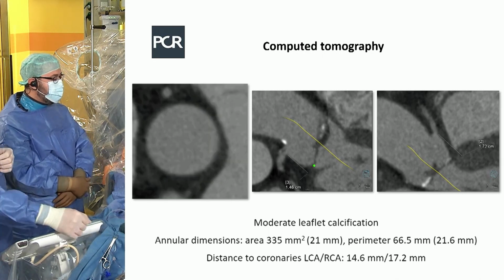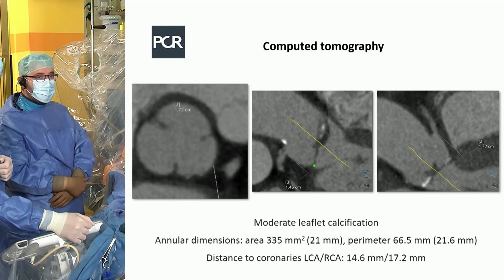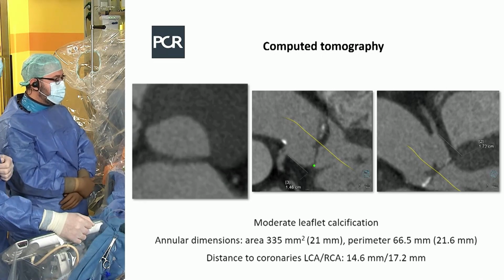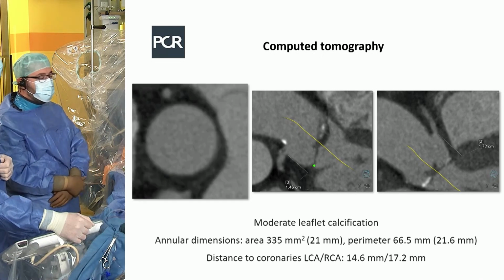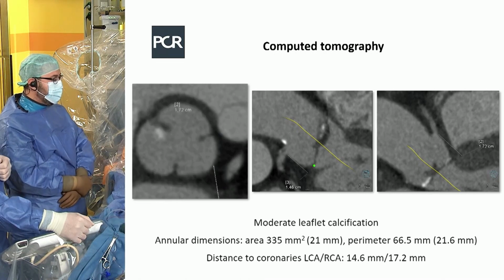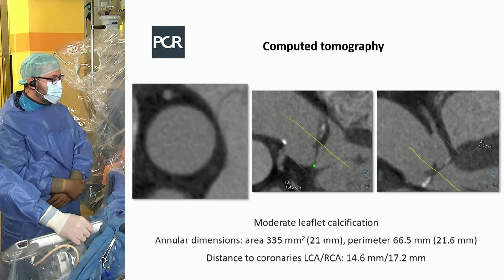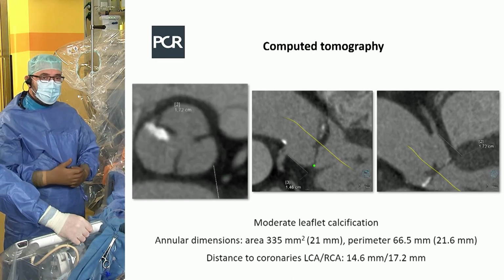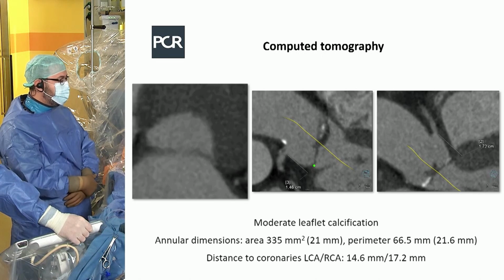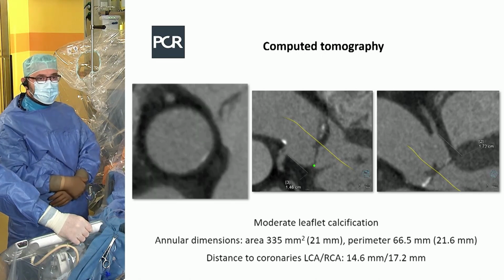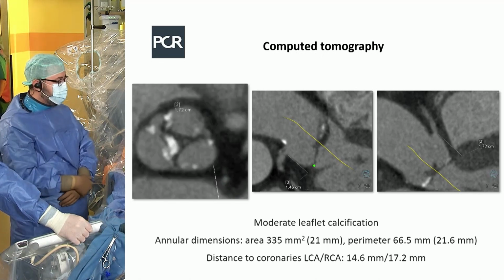anatomy. So we can see here the annular dimensions, the area of 335, a perimeter of 66.5. So the area and perimeter derived annular diameter is between 21 and 21.6. She had good distance to the coronary artery. So overall, a favorable anatomy for TAVR, despite the fact that this is considered a small anatomy.